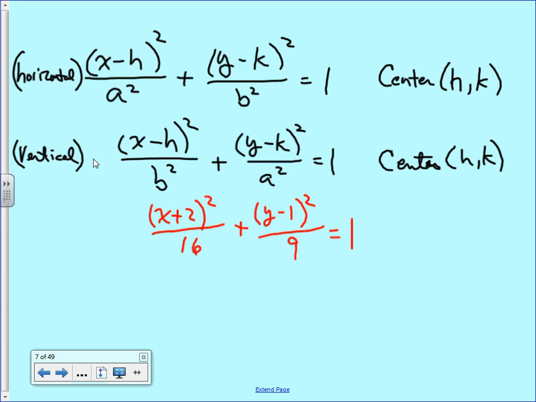Center is HK. Then the second version of this has the a squared underneath the y minus k, so that gives you the larger value here, so that makes it be vertically aligned. And the center would still be HK. So this is just an example. Don't write that one on your paper. Fill in those columns.